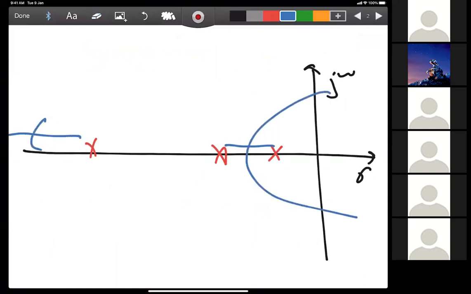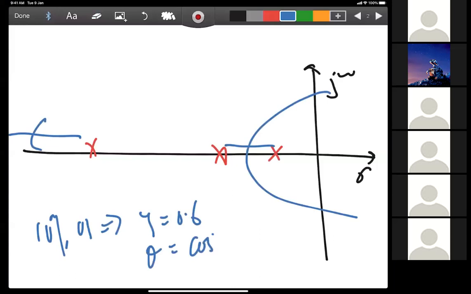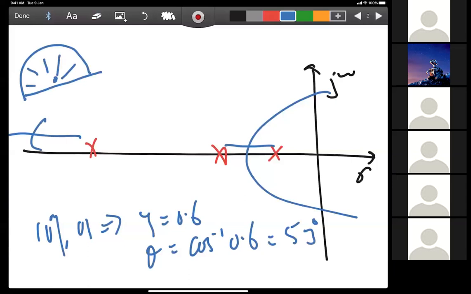And then they said 10% overshoot. So 10% overshoot is zeta 0.6. Am I right? Yes. Okay. Theta is inverse cos 0.6. How much? Inverse cos 0.6 is 53.13, 53 degrees. So you need a protector. They will give you the plot in real scale, so you have to print this.